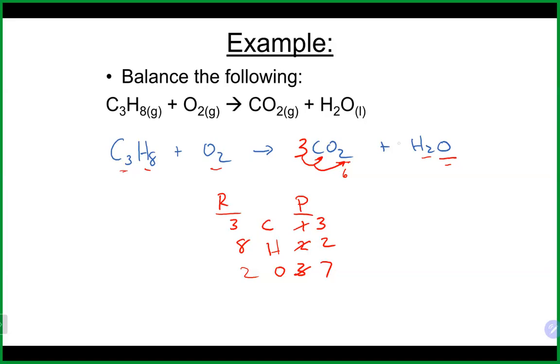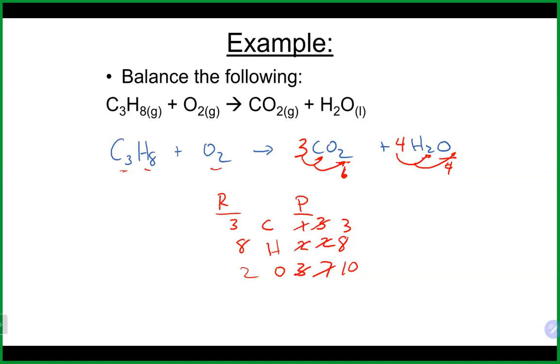To fix it, I could just put a 4, and once again, that is going to be distributed to everybody behind it. And that gives me 3 carbons. Hydrogens, 4 times 2 is 8. Oxygens, I still have 6 here, but now I got 4 happening over there. And that's a grand total of 10. Any questions on how I got to 10?